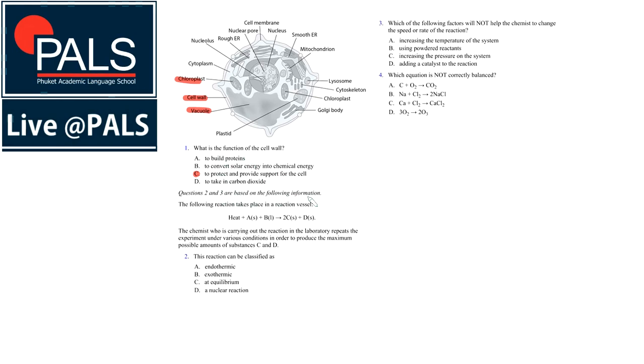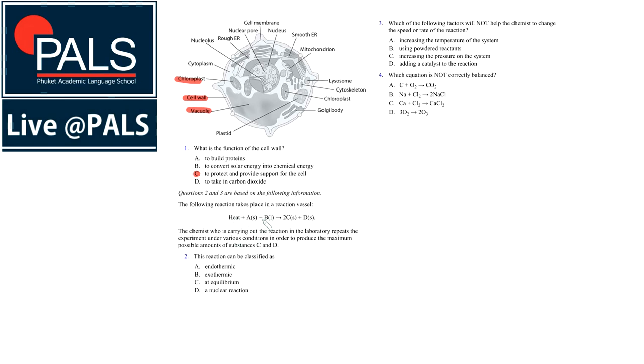Question 2 and 3 are based on the following information. The following reaction takes place in a reaction vessel. Substance A is a solid and reacts with a liquid, and heat is applied to the reaction to form two different solids, C and D. The chemist who carries out the reaction in the laboratory repeats the experiment under various conditions in order to produce the maximum possible amount of substance C and D.